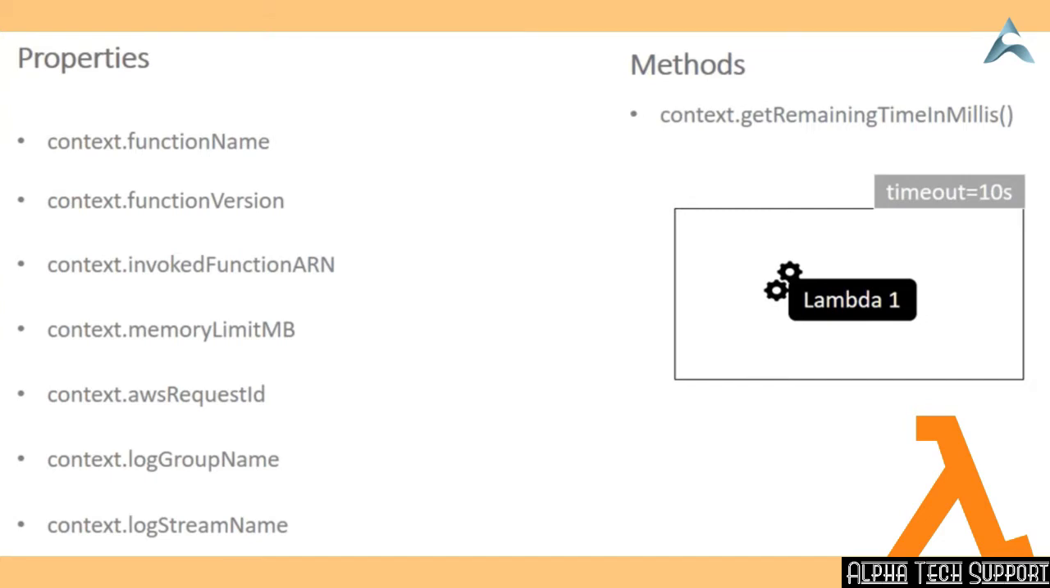So we have to set the timeout to be as low as possible, and we can get the remaining time in milliseconds using the context.